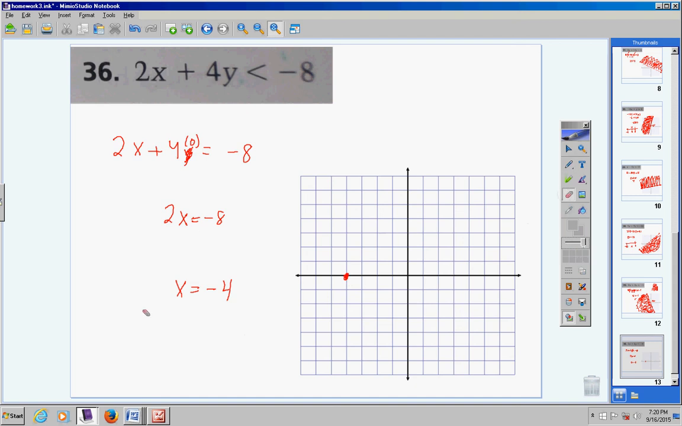Now let's find the y-intercept, okay? The y-intercept. So, there we go. In order to find the y-intercept, we're going to put 0 in for x. 2 times 0 is 0. 0 plus 4y is 4y. Divide both sides by 4. A negative divided by a positive is negative. 8 divided by 4 is 2. So y equals negative 2. Now it will be a dotted line. There's no equal sign right here under the inequality. So I'm going to go ahead and put my dotted line right here.